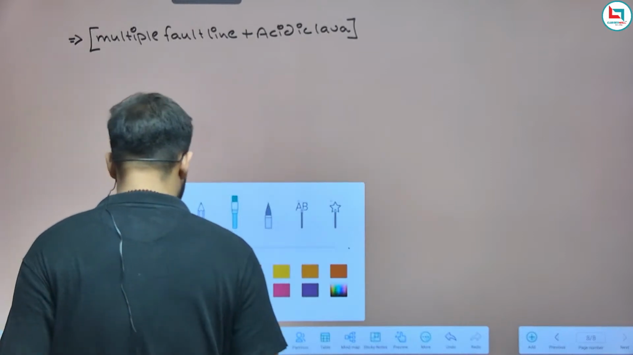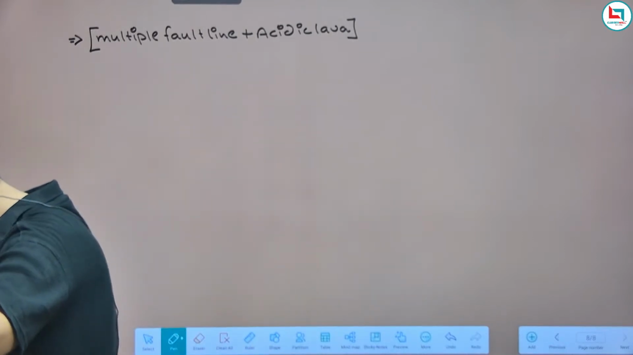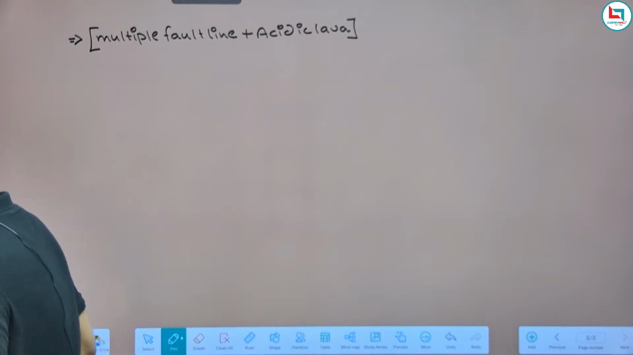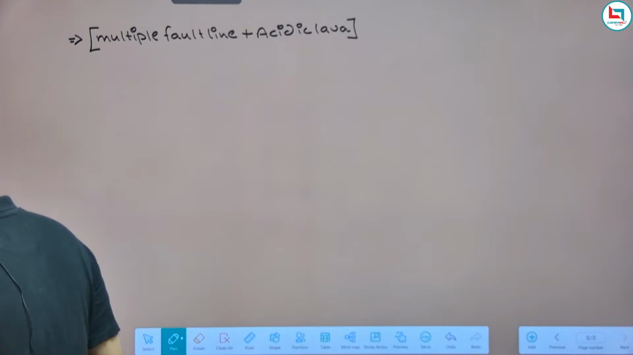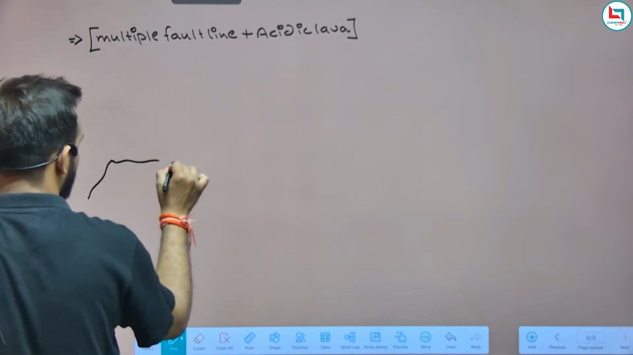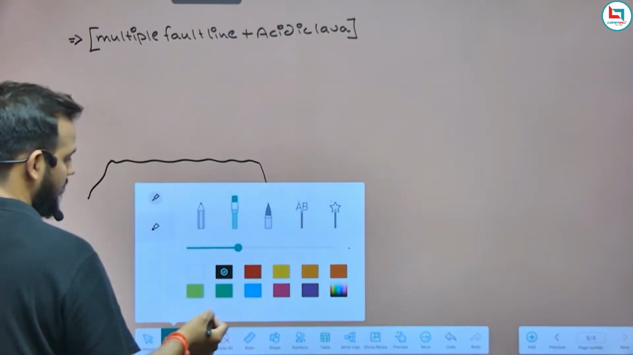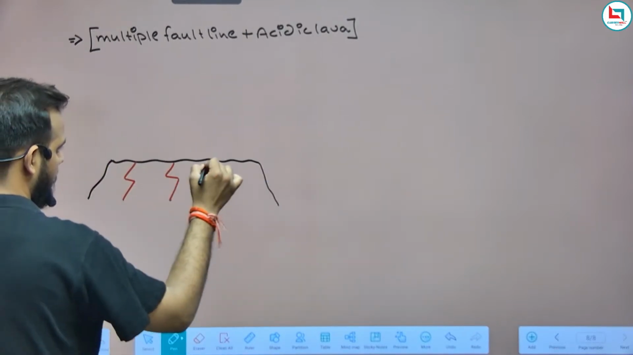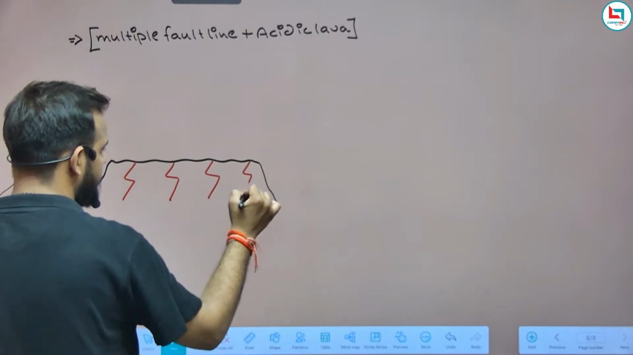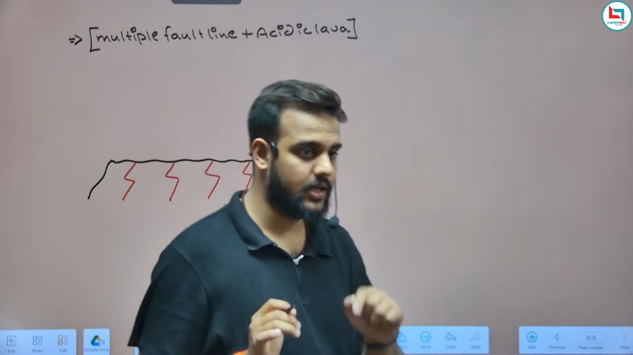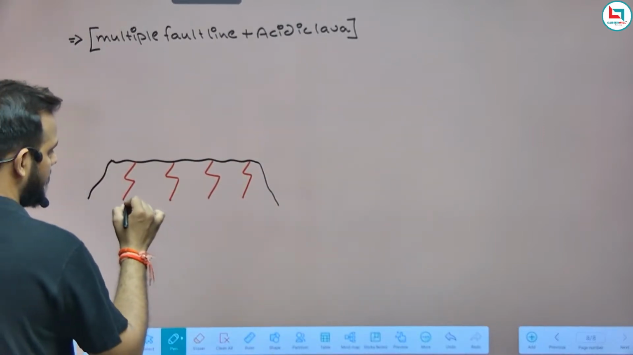Now guys, remember one thing. We have the multiple fault line and acidic lava. Guys, remember, we will see two particular conditions. Now, if we have the multiple fault line like this, and remember, these multiple fault lines are in close proximity with each other. These are the fault lines.